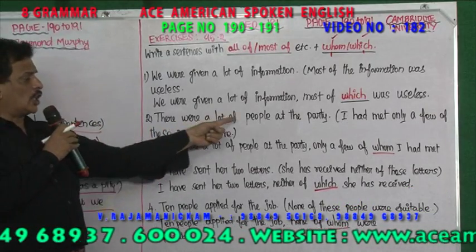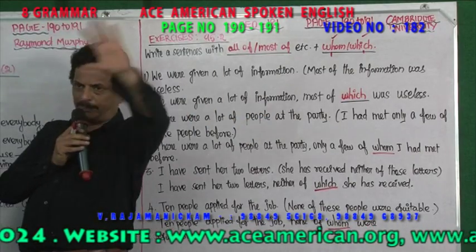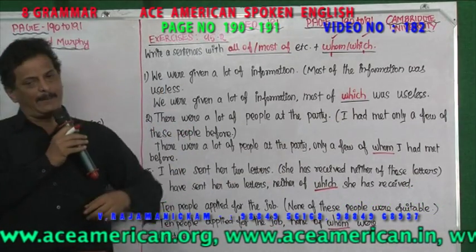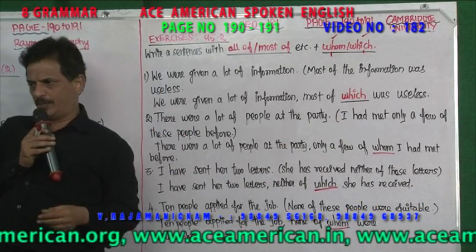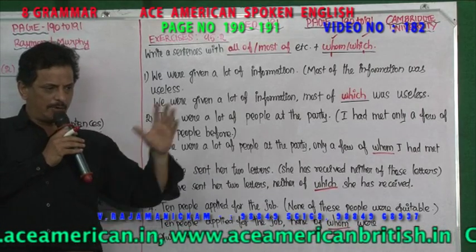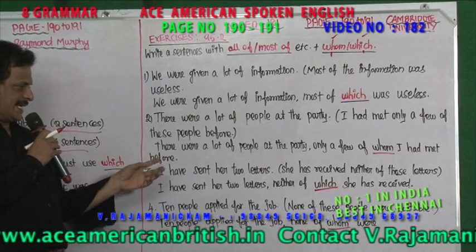There were a lot of people at the party. Yesterday we went to a party, a lot of people were there. I had met only a few of these people before. So only a few people I know, hundreds of people are there. I know only 10 people. So how do you connect this sentence?